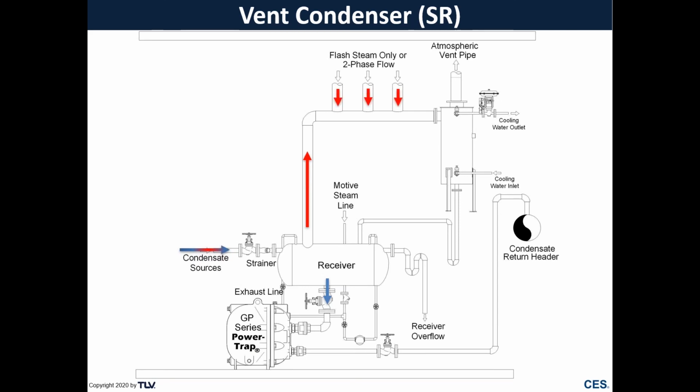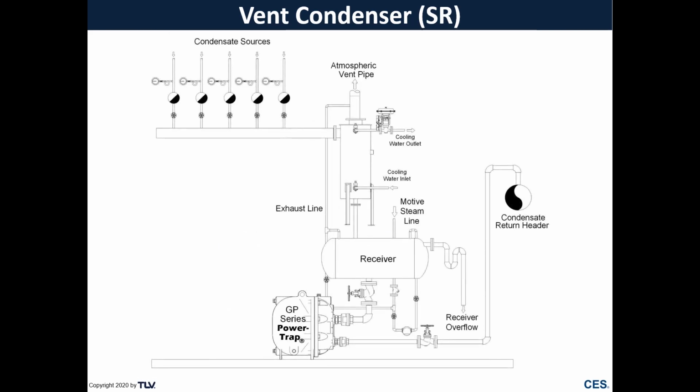It's also important to note that we can bring flows in from multiple receivers. So if we have more than one receiver in close vicinity to one another, we can route those vents to a common header and send multiple vents to a single vent condenser. And then from there, we condense that flash steam with our cooling water and send that condensate back down to our receiver, and then pump all of that back to our condensate return header to recover that condensate and the energy that is still in the condensate.